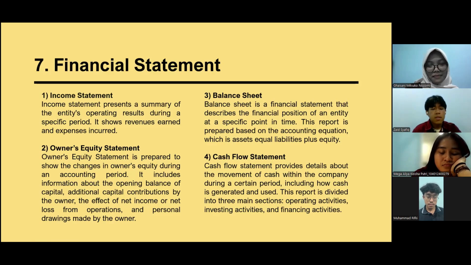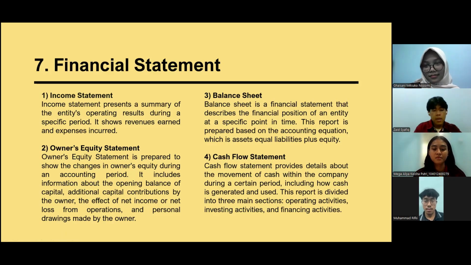Okay, the third one is balance sheet. The balance sheet is a financial statement that describes the financial position of an entity at a specific point in time. This report is prepared based on the accounting equation, which is assets equal liabilities plus equity. It shows what the company owns, such as cash or equipment, and how those assets are financed either through debt or the owner's capital.